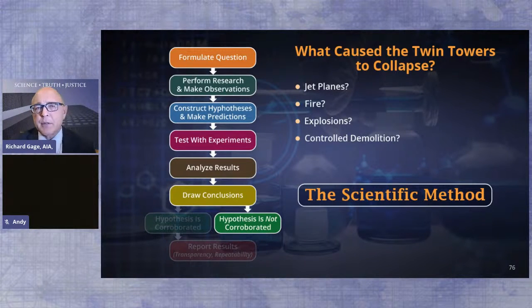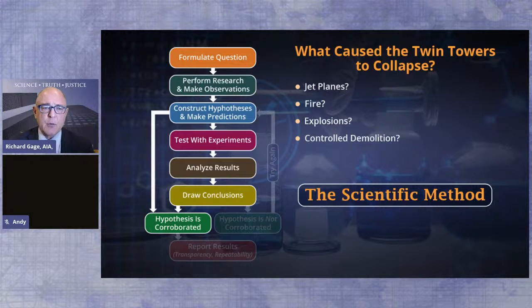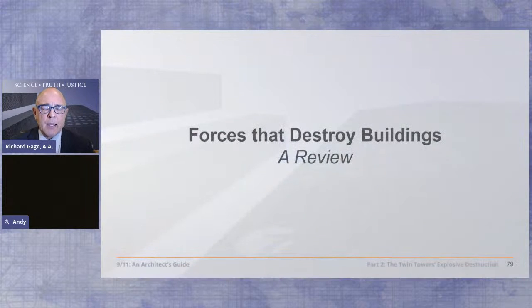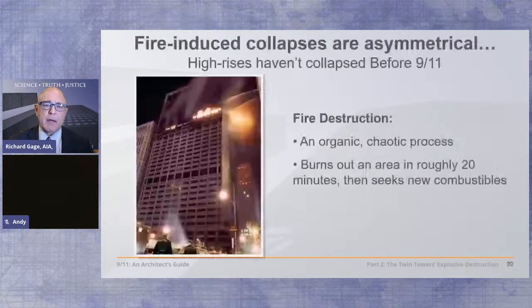If the hypothesis is not corroborated, we go back. We construct a new hypothesis. That's what we're about today, until we have a hypothesis that is corroborated, supported by the experiments, the analysis, and so forth. So let's begin by doing some background research.